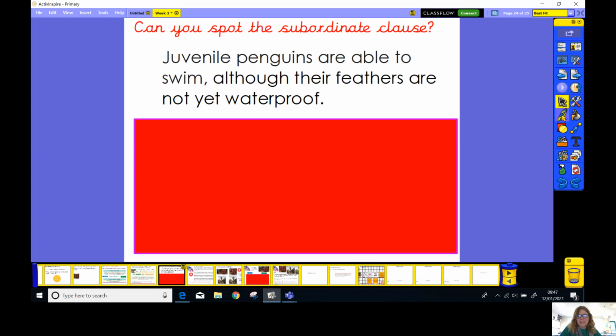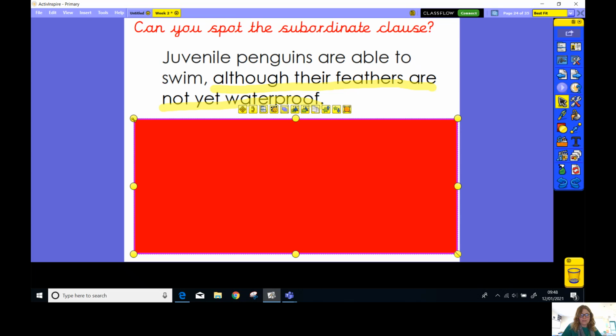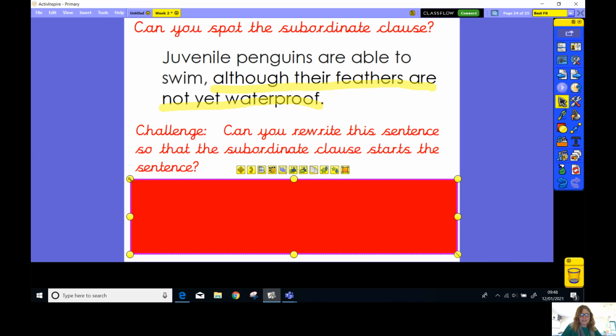Well done. So the subordinate clause here is this part of the sentence where it says, although their feathers are not yet waterproof. Remember, you wouldn't go up to someone and say, although their feathers are not yet waterproof. They wouldn't know what you were talking about. It wouldn't make any sense, would it? And that is the subordinate clause. Now, my challenge is this. Can you rewrite this sentence so that the subordinate clause starts the sentence, so it's at the front, so it would start with the word although? Pause the video now and challenge yourself to rewrite that sentence with the subordinate clause at the start.